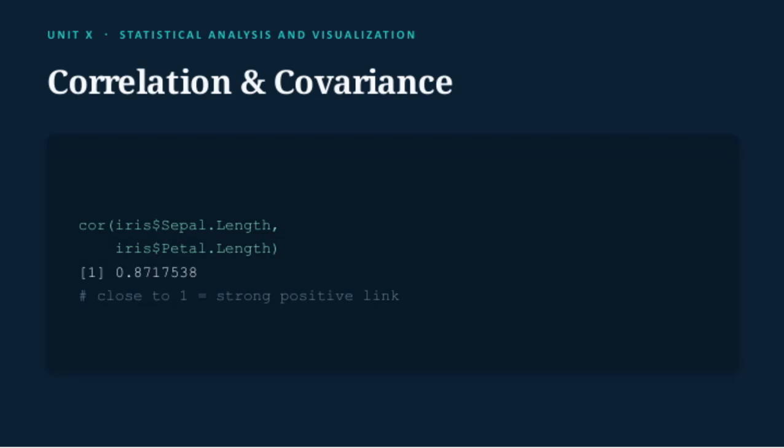Here, we're looking at the correlation between sepal length and petal length in the iris dataset. The value is about 0.87, pretty close to 1. That tells us there's a strong positive relationship between these two measurements. When one gets bigger, the other tends to get bigger too. This slide introduces the idea of correlation, a key concept in understanding how variables move together in statistical analysis.